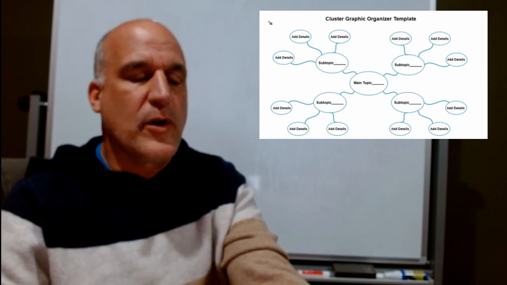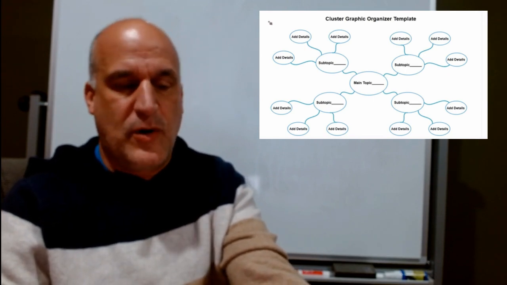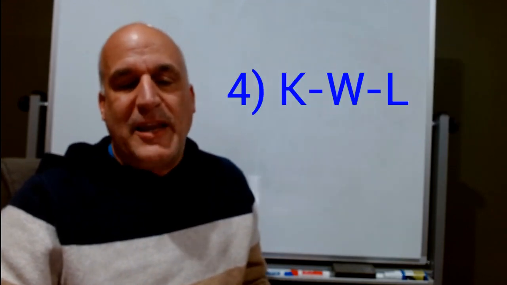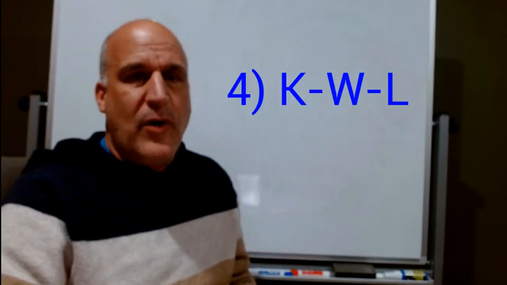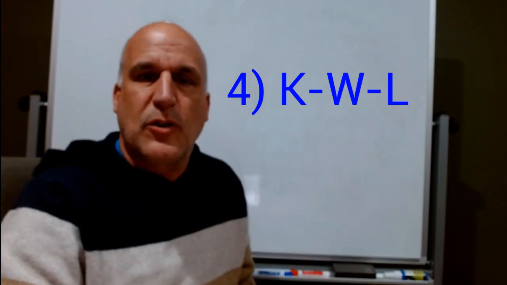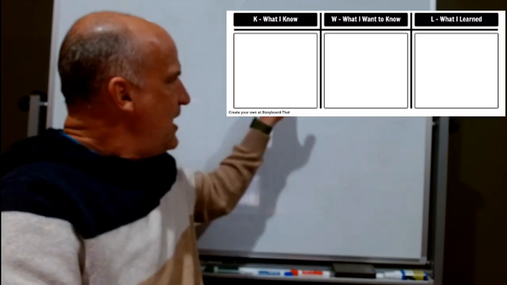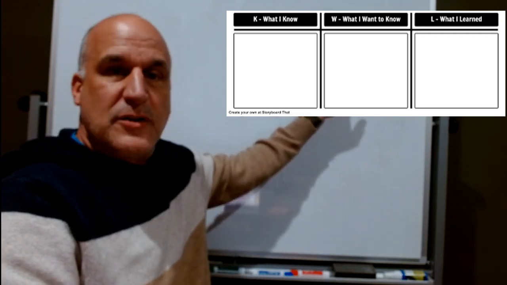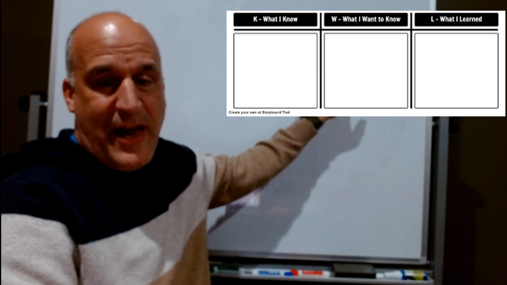So these are what are called cluster or mind mapping ones. Another really simple one is what's called a KWL. A KWL is simply a student organizing their plan when it comes to learning something. So the K is what do they know? The W is what do they want to know? So what questions might they have?